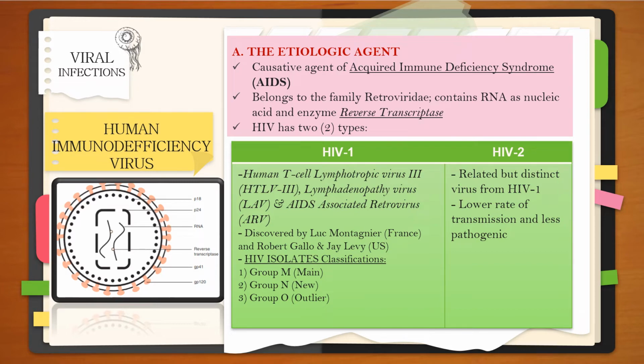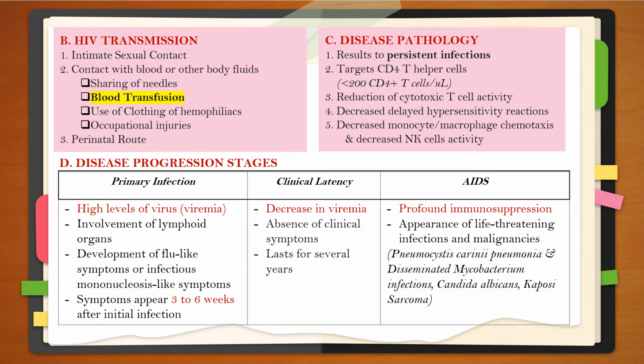So HIV-2 is actually a related but distinct virus from HIV-1, and it is endemic in West Africa with a lower rate of transmission and less pathogenic compared to HIV-1. The most classic route of transmission is through intimate sexual contact, or contact with blood or other body fluids such as blood, semen, vaginal secretions, CSF or cerebrospinal fluid.